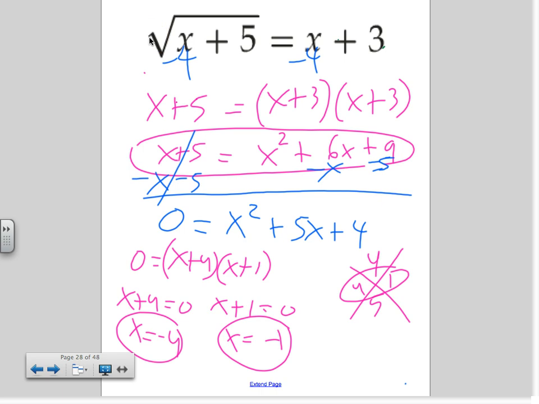What is the square root of 1? 1. Over here, negative 4 plus 3 is negative 1. Clearly, you see that the right-hand side is negative 1. The left is a positive 1. They're not equal. So what does that mean about negative 4?